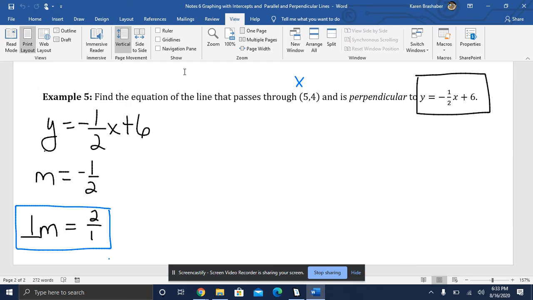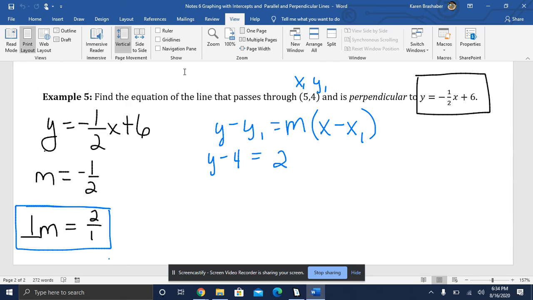So I have 5, which is x1, 4, which is y1, and my m is, again, flipped over and the opposite sign, and so 2/1. I'll write my formula. y minus y1 equals m times the quantity of x minus x1. y minus 4 equals, now our m is 2/1. That is just 2. And if I can avoid writing a fraction, I'm going to. So I'm just going to write that as a 2. And then x minus 5.